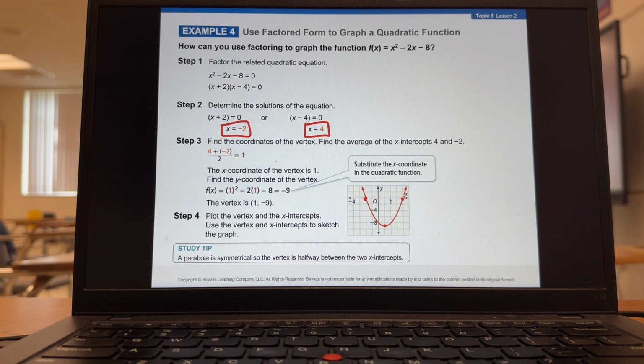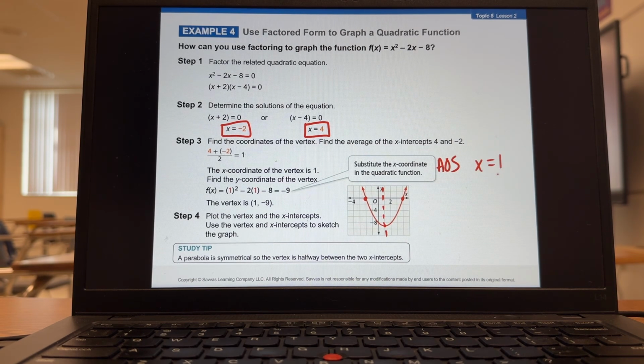These 2 points are reflections of each other. So that means your axis of symmetry is halfway between these two zeros. So you can add them together. A 4 added to a negative 2, or a negative 2 added to 4, doesn't matter, gives you a 2. 2 divided by 2 is a 1. So your axis of symmetry is a positive 1.